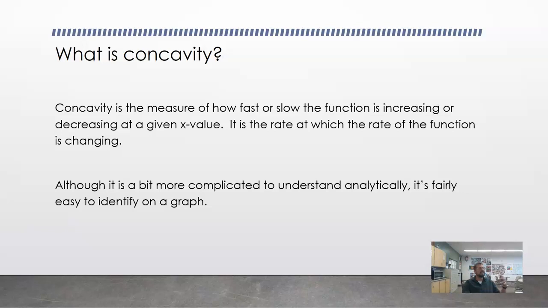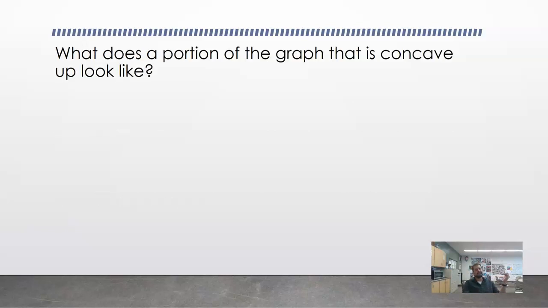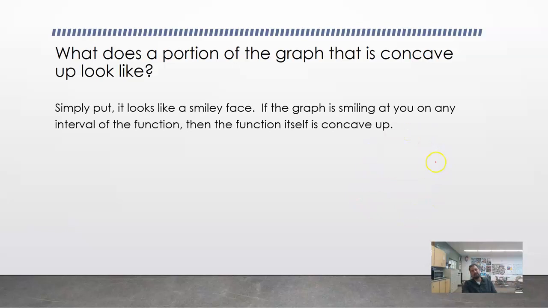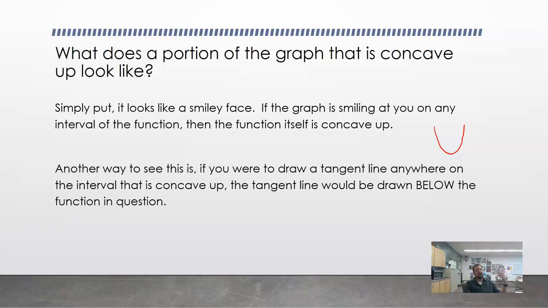It's kind of hard to understand when you think about it analytically, what does that mean, the rate at which the rate's changing? But when you look at a graph, it's actually fairly easy to understand. Now, there are two different types of concavity that we can have. We have what is called concave up, and then we have what is called concave down. A graph that is concave up, a really simple way to say it, kind of looks like a smiley face as we look at the graph. So if a graph is sort of smiling at you at any interval on the function, then we say that the function itself is concave up.